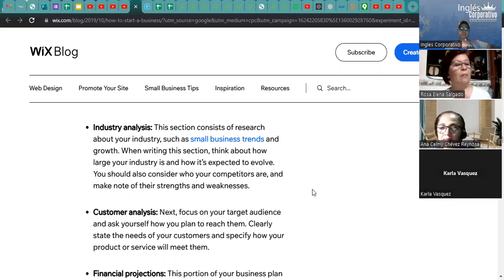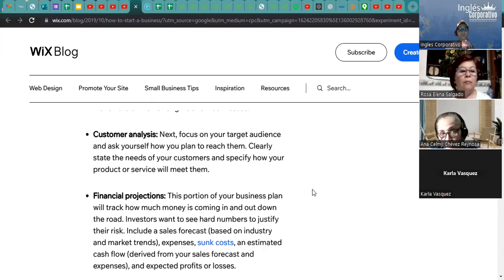Industry analysis. This section consists of research about your industry, such as small business trends and growth. When writing this section, think about how large your industry is and how it is expected to evolve. You should also consider who your competitors are and make note of their strengths and weaknesses. Customer analysis. Next, focus on your target audience and ask yourself how you plan to reach them. Clearly state the needs of your customers and specify how your product or service will meet them.